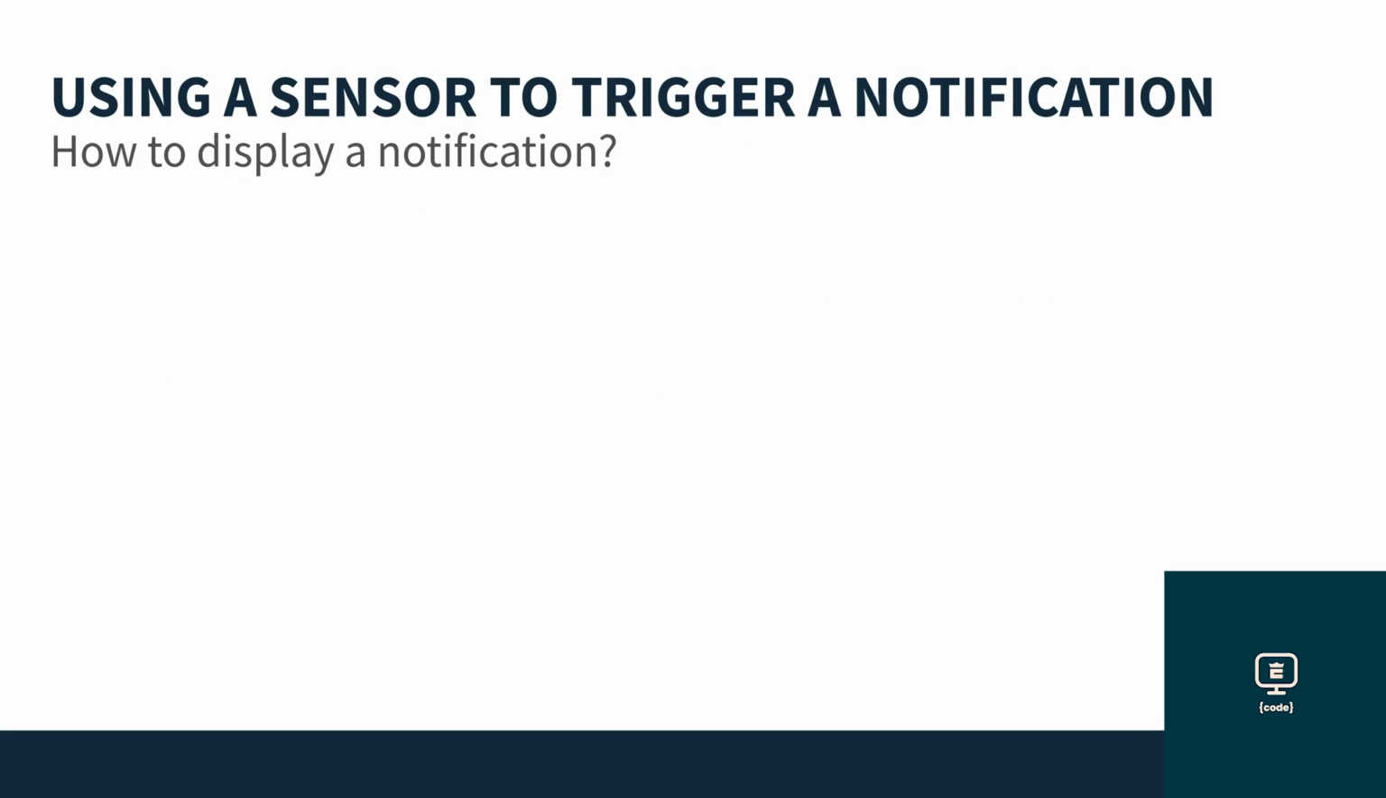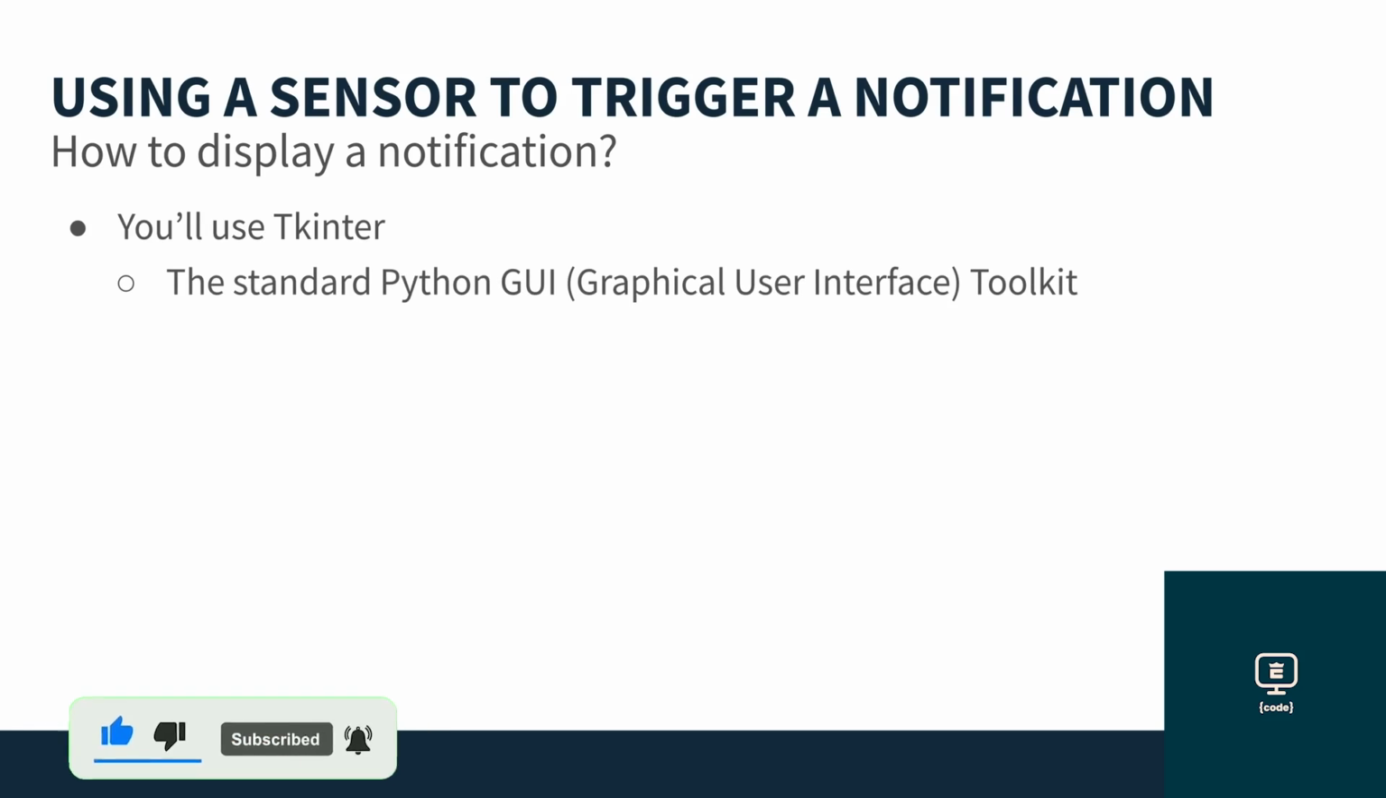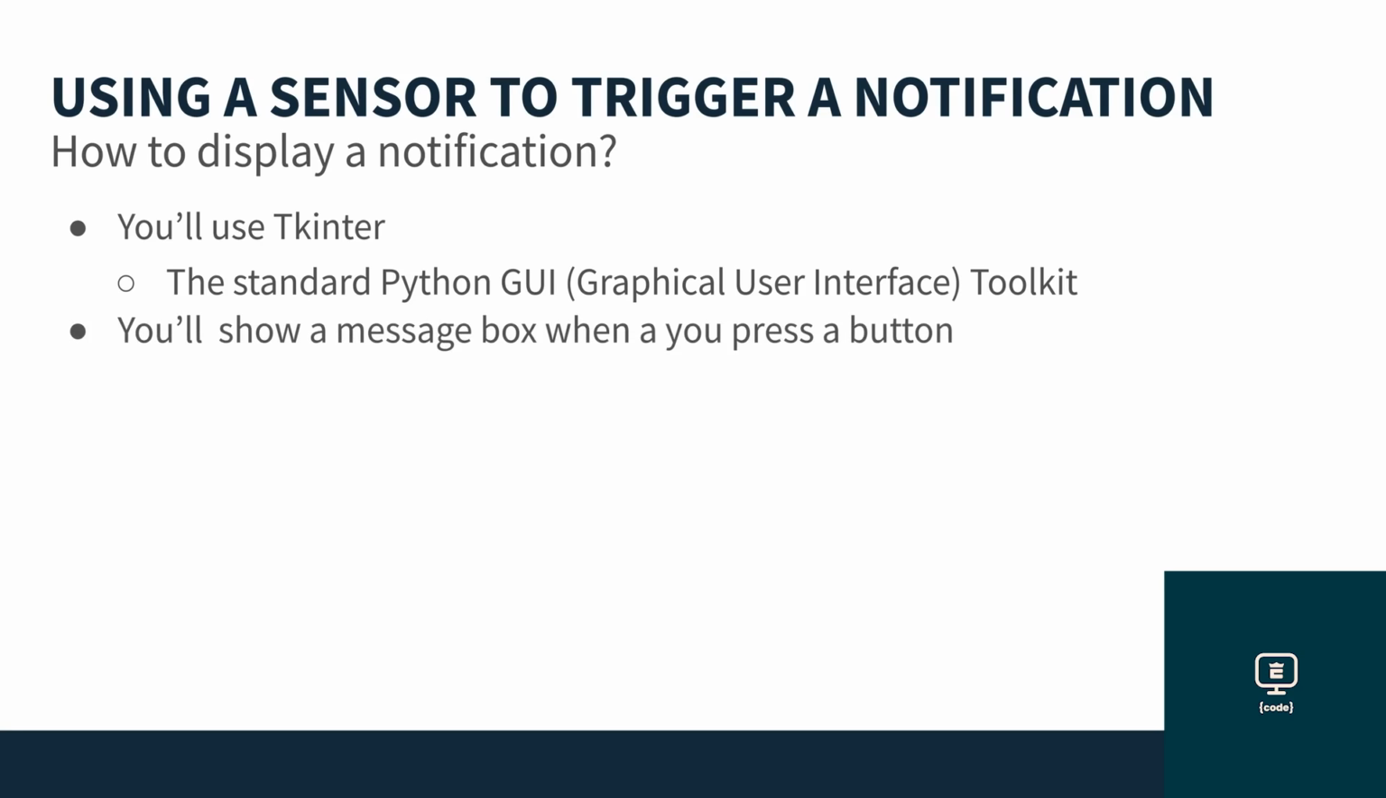So what are you going to use to display this notification in Python? You'll use tkinter, which is part of the standard Python library. In fact, it's the standard Python GUI toolkit, graphical user interface. Using tkinter, you'll show a message box when you press a button.